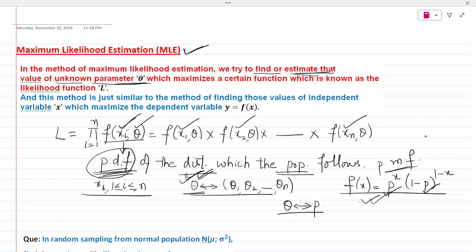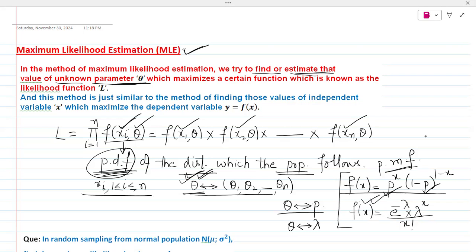This is the case, and similarly, suppose our population has, say, a Poisson distribution. Then what will be our PMF? That will be given by e to the power minus lambda, lambda raised to power x, divided by x factorial. Here, once again, what is the parameter? It is lambda. So here theta is our lambda. Even here, theta has only one component. I have discussed this PMF in previous lectures also. For more detail, please watch those if you are interested.